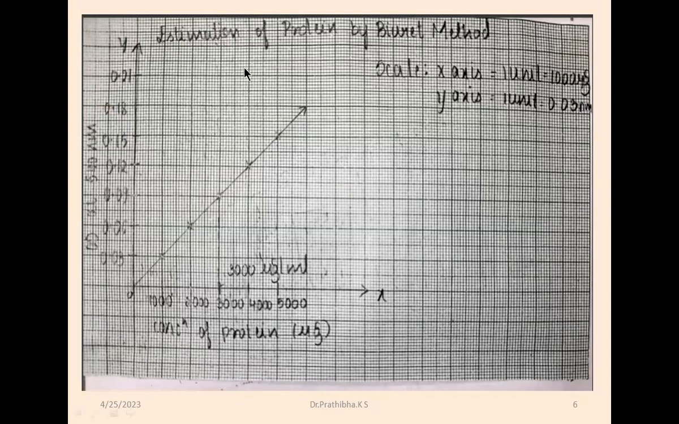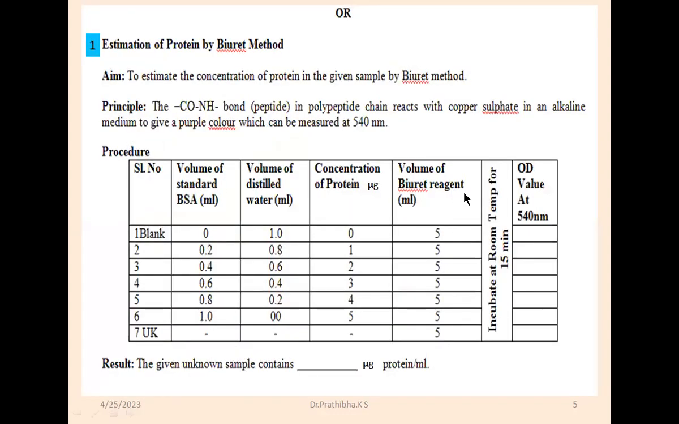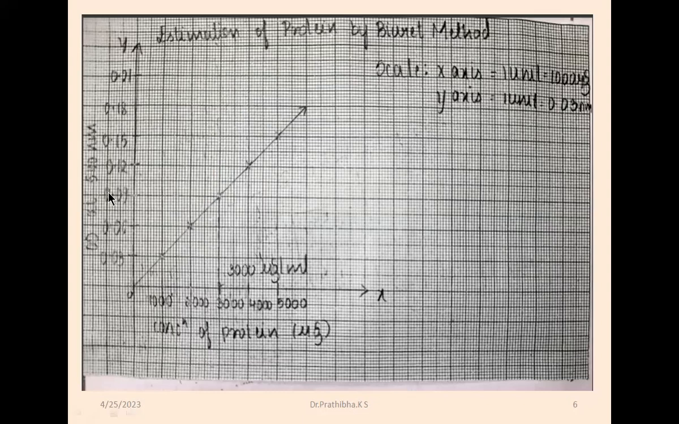Always write the title of the experiment on top of the graph. Write the scale. X-axis, 1 unit is equal to how much? Y-axis, 1 unit is equal to how much? Here is written x-axis concentration of protein in microgram. Here for 1 centimeter we have taken 1,000, 2,000, 3,000, 4,000, 5,000 like that. Here, OD at 560 nanometer. Is this clear? Then plot the graph at 560 or maybe 540 nanometer.